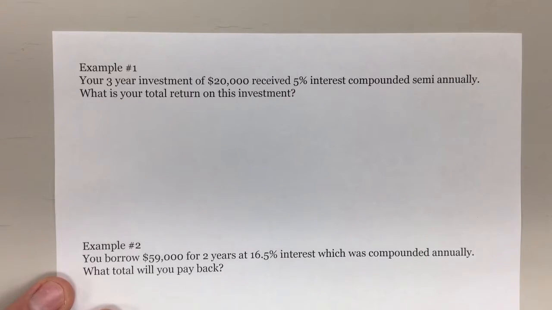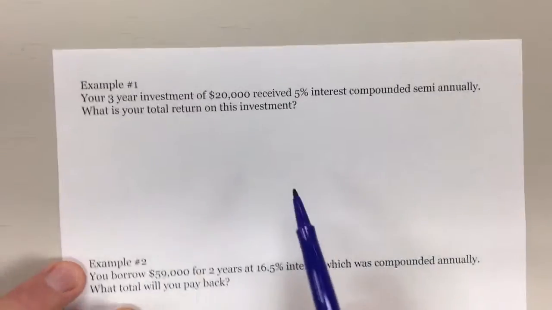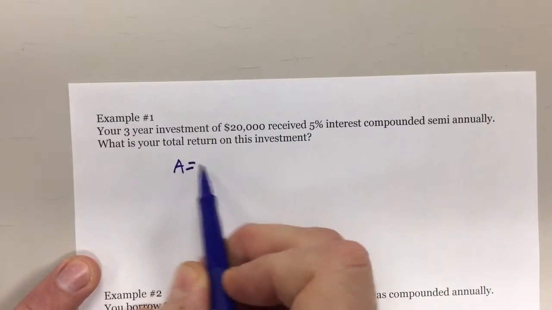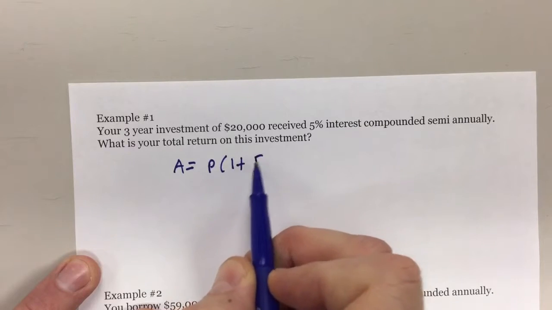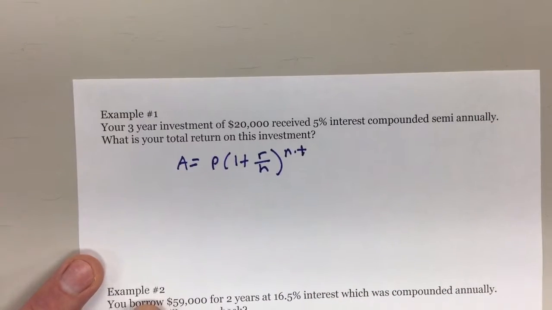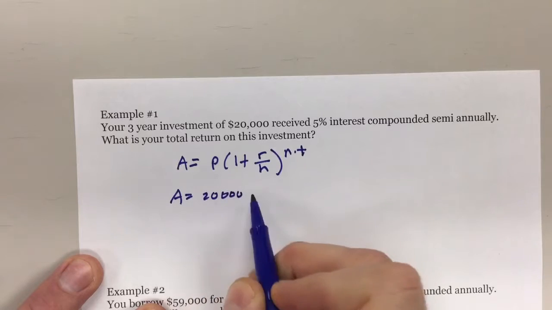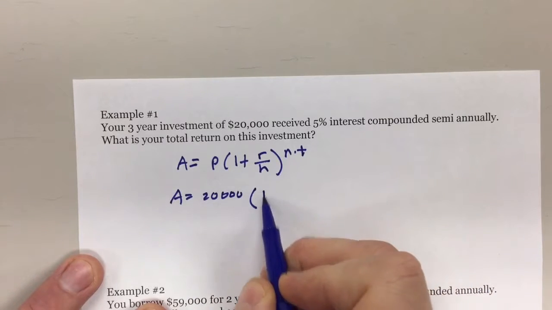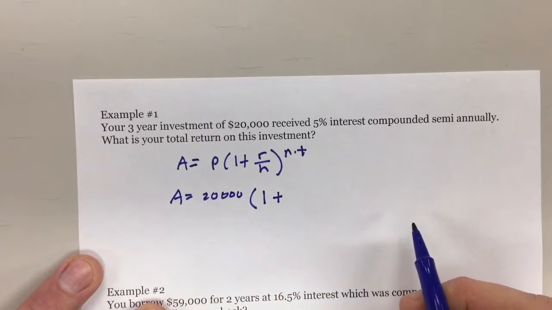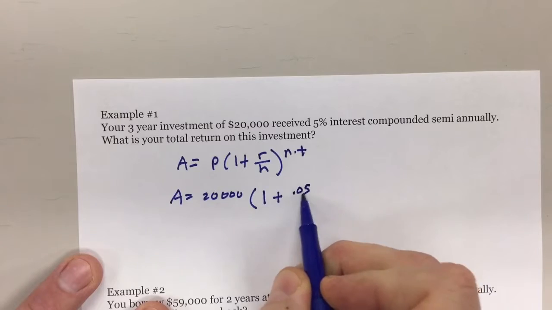Example 1. Your 3-year investment of $20,000 received 5% interest, compounded semi-annually. What is the total return on this investment? So I'm going to use my equation. A equals P times 1 plus R over N, to the N times T. Now I'm simply going to plug in my values. The principal is $20,000. That's the P. The 1 in the equation is always there, no matter what the problem. The interest rate, R, is 5%, so I turn that into 0.05.